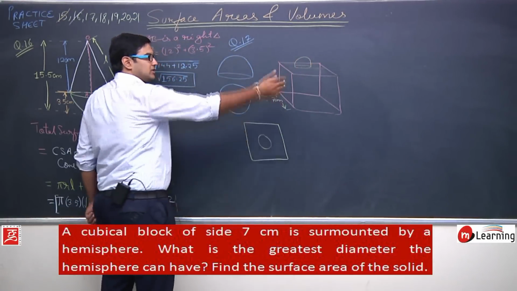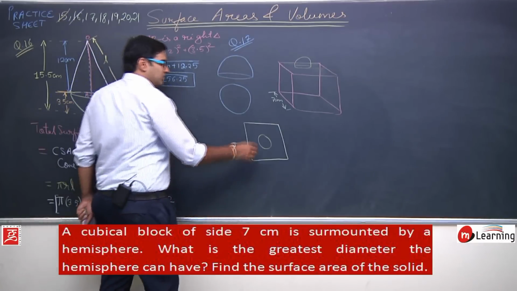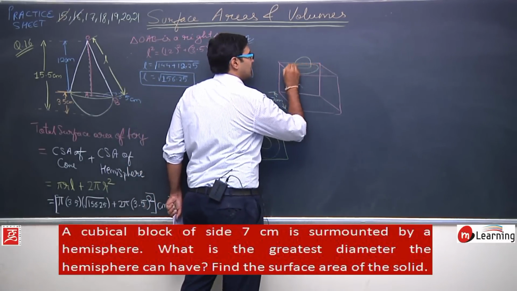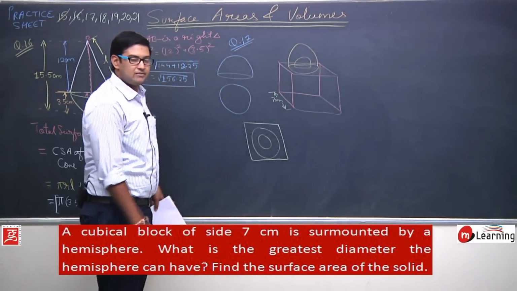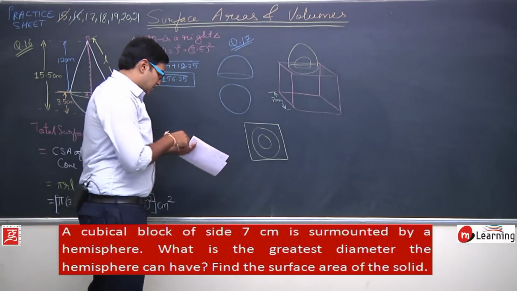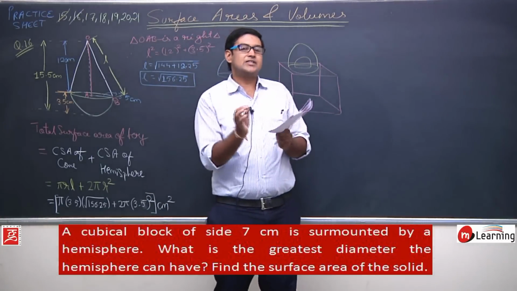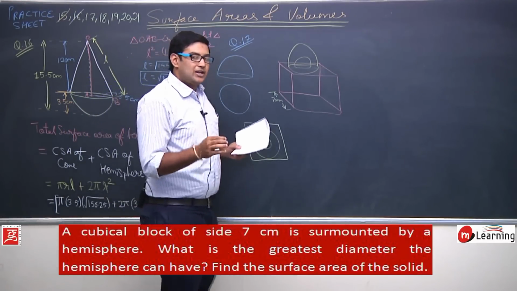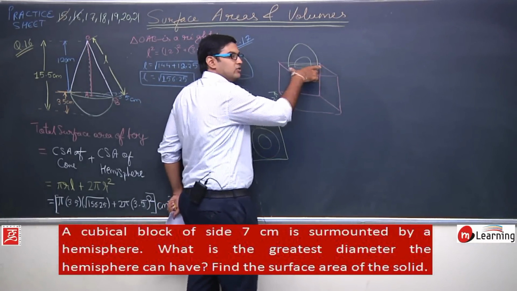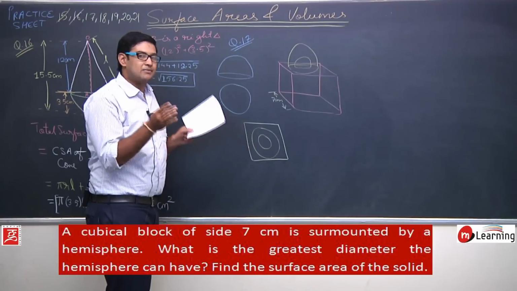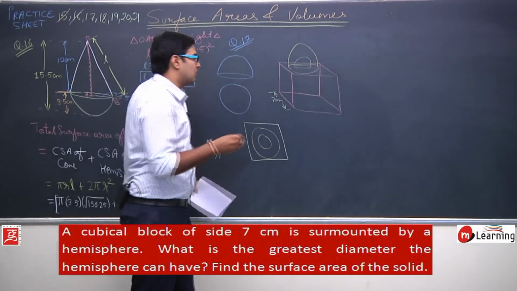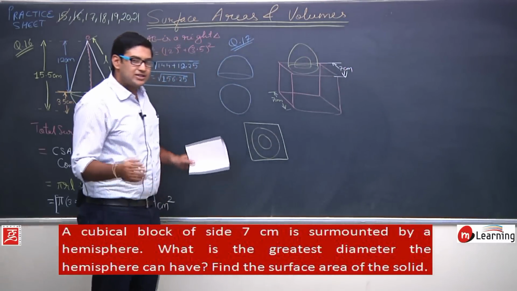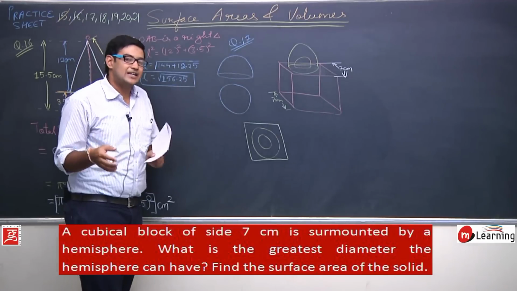It is possible. I can surmount this hemisphere at the top of this cube, or I can also enlarge this hemisphere and make it like this. This is also a hemisphere which can be surmounted at the top of this cubical block. Further, it is asking how big the hemisphere can be, which can be surmounted at the top of this cubical block. So it can only be up to the dimension of this side. The maximum side length of this cubical block is 7 centimeters. So the size of the base of this hemisphere cannot be greater than 7 centimeters.